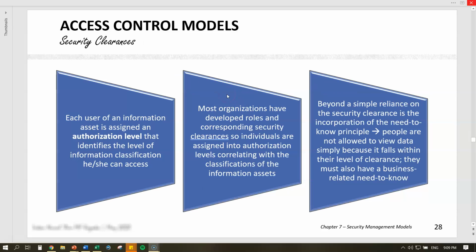Next, security clearance. Each user of an information asset is assigned an authorization level that identifies the level of information classification he or she can access. Selalunya authorization level ni boleh diberi ikut kepada level of job ataupun kepentingan di dalam organisation tu. So most organizations have developed rules and corresponding security clearance, so the individuals are assigned into authorization levels correlating with the classifications of the information assets.